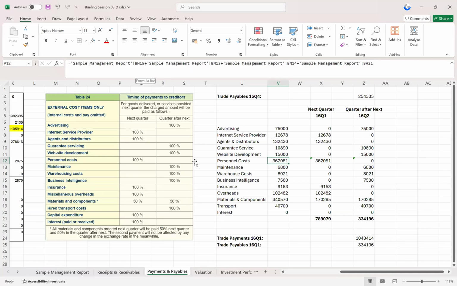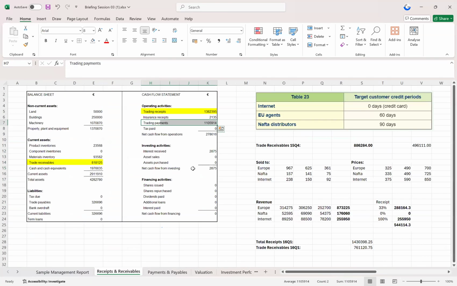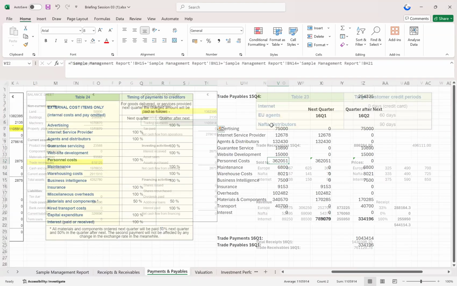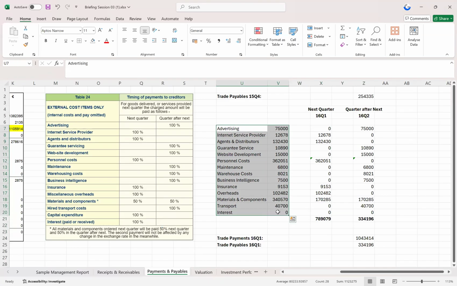So in this case, I have added the cost of the personnel recruitment department, which is 9,000 euros. If you see, you will find the formula. So I have included all these costs. Again, they all go into 100%. Similarly, for maintenance, it is 100% in the quarter after next, and so on. The only thing we have to make sure of is that for materials and components, it is 50% in the current quarter and 50% in the next quarter, right? So this is basically the expenses that we are incurring in a particular quarter.